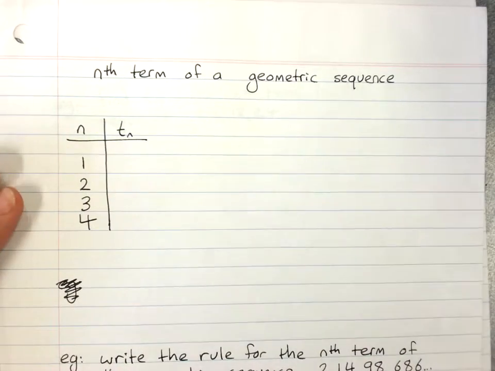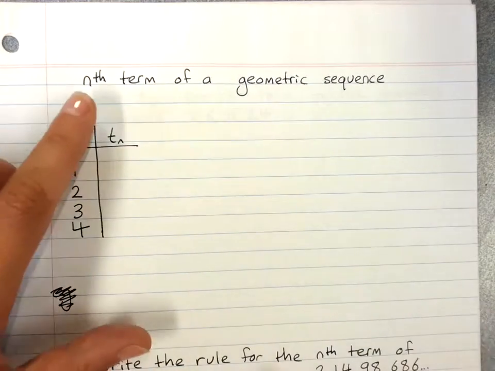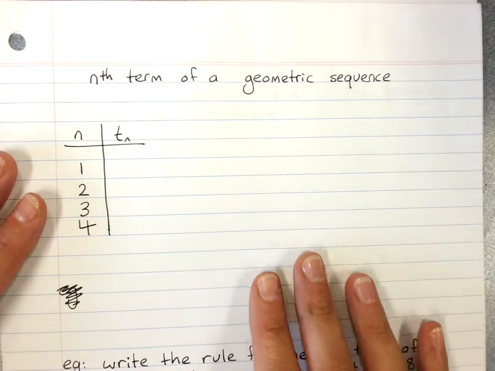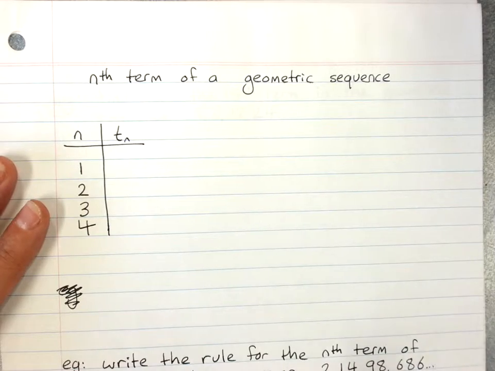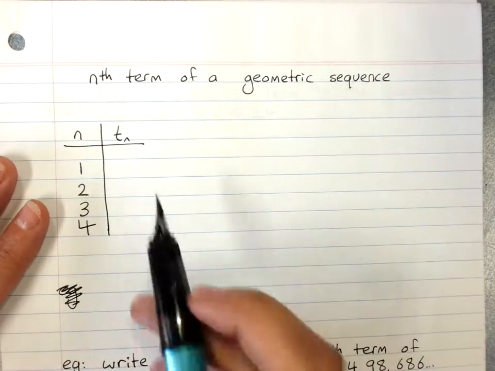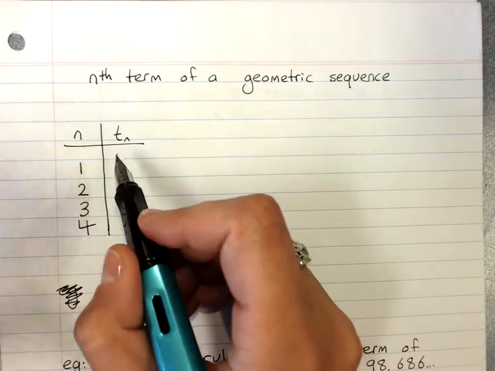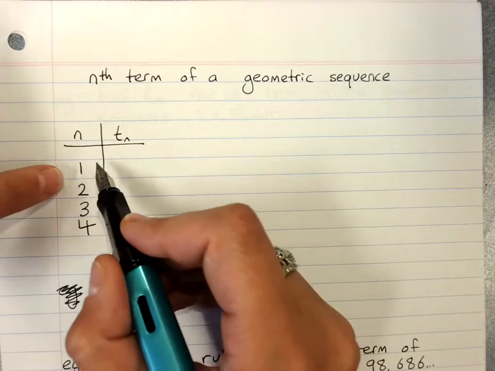The nth term of a geometric sequence. So we've previously learnt about the rule to find the nth term, that is any term of an arithmetic sequence. We need to be able to do the same for a geometric sequence. So when we learned about the arithmetic sequence, we looked at the pattern of how we get Tn, each term.